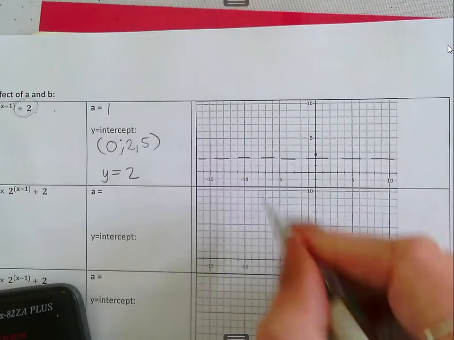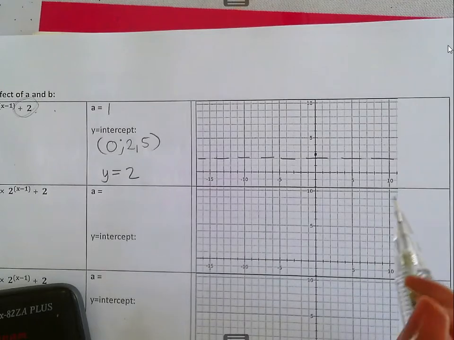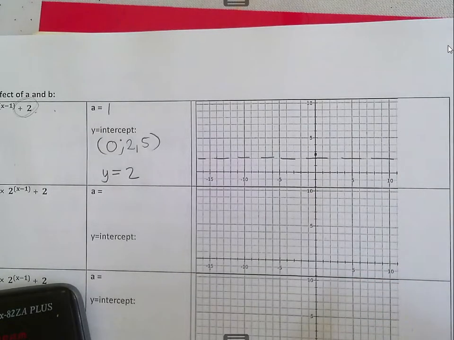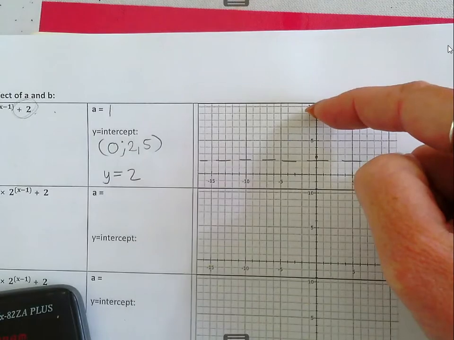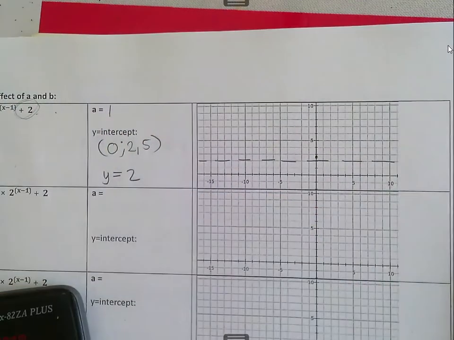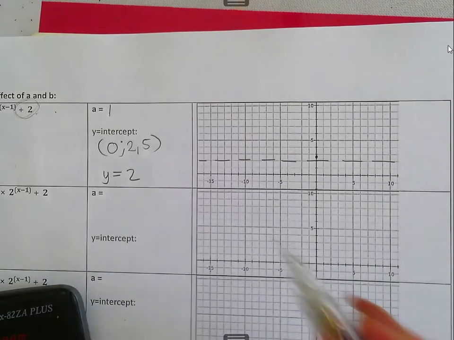Is there going to be an x-intercept? No, there can't be an x-intercept because there's an asymptote. Right, now because A is positive, I know my graph is going to be at the top. And B is not a fraction. It's a value greater than 1. Can you remember what that graph looks like? It's increasing. It's going to increase.